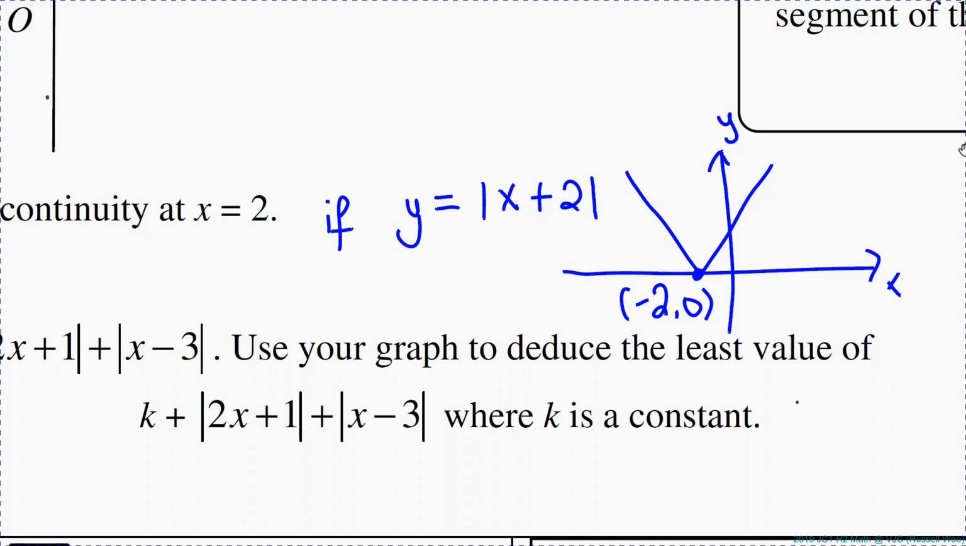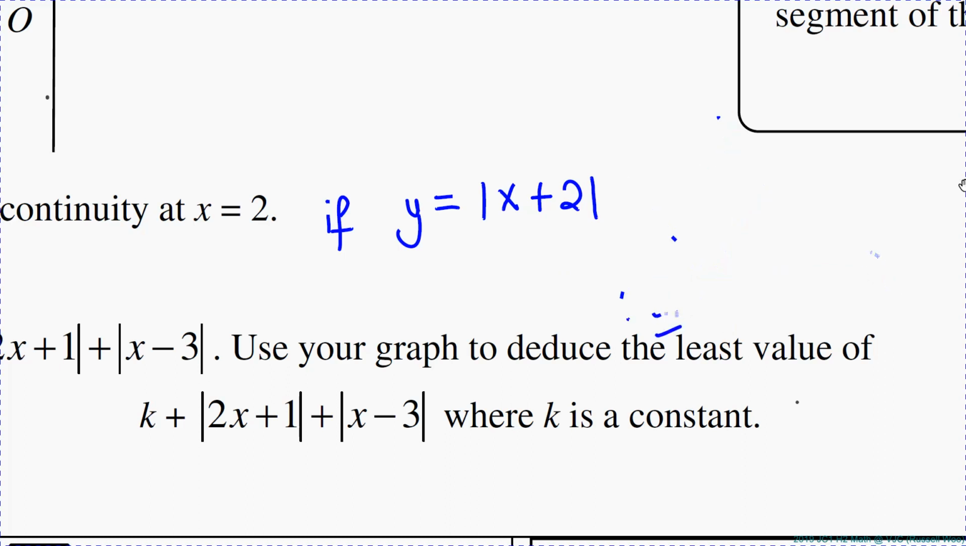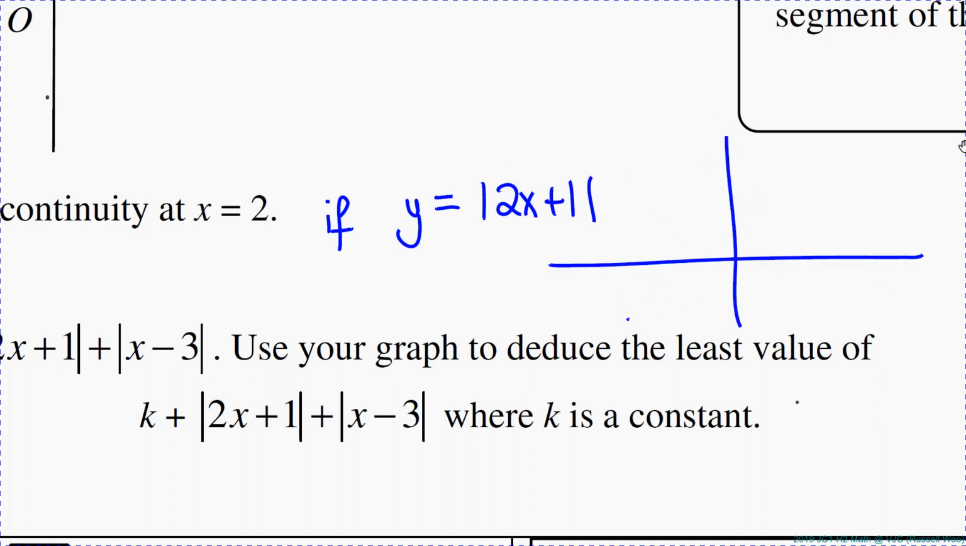Make sense? So, I give you another example. If I have y equals to mod 2x plus 1, where do you think is the vertex? What is the x coordinate of the vertex?